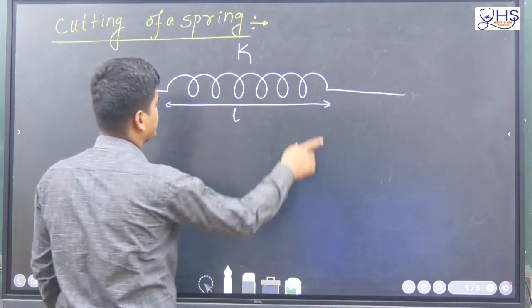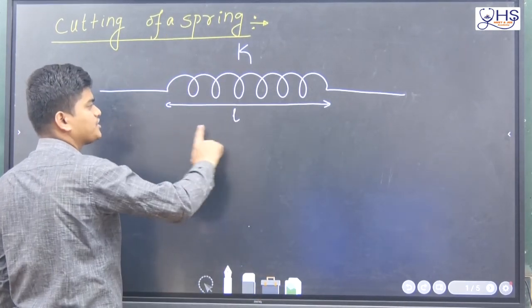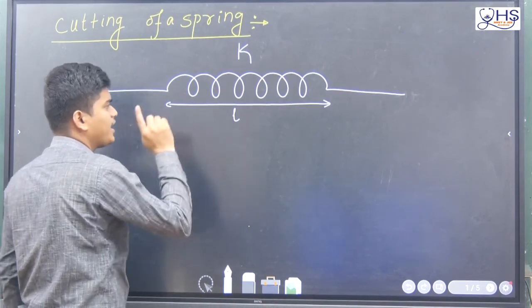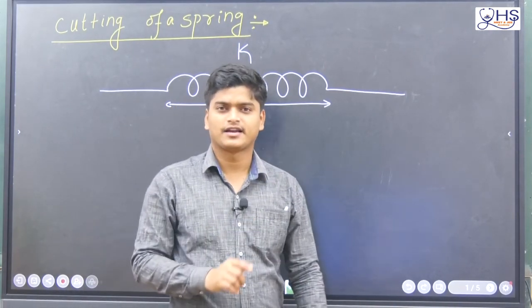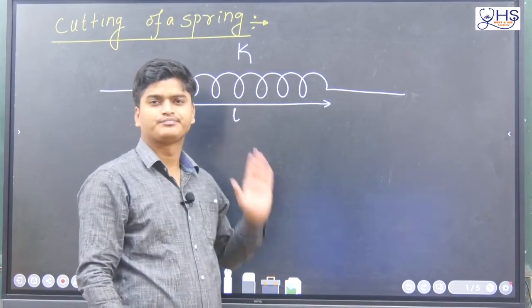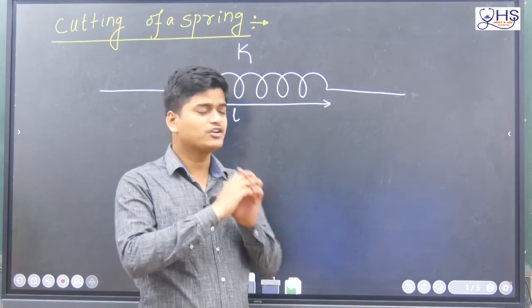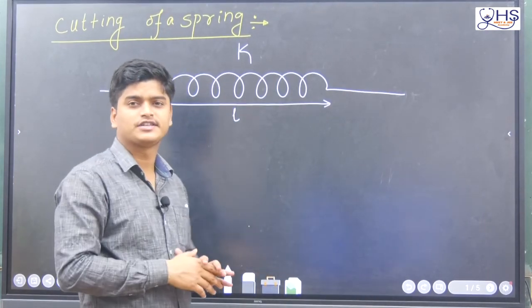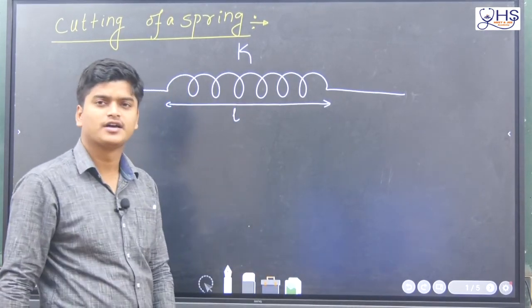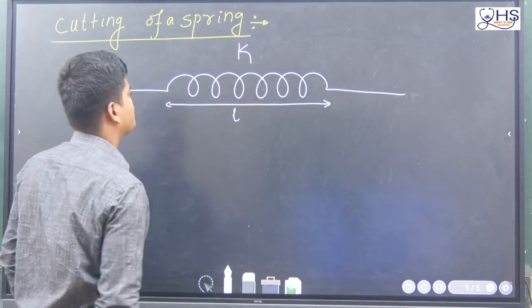Today we will be discussing cutting of a spring. Suppose a spring of spring constant K and length L is there, and if you are cutting it, what will happen? Now here the spring constant will change. So we will try to understand how to find the spring constant for that particular spring.